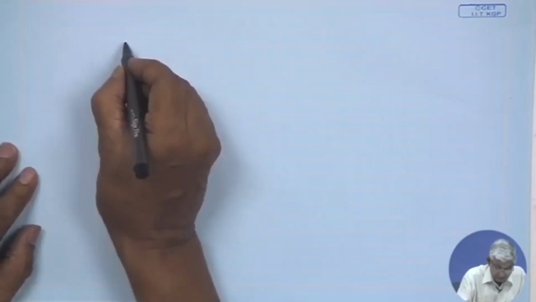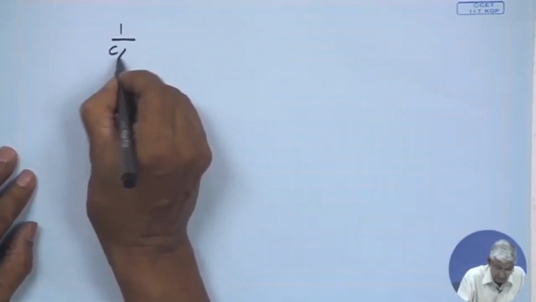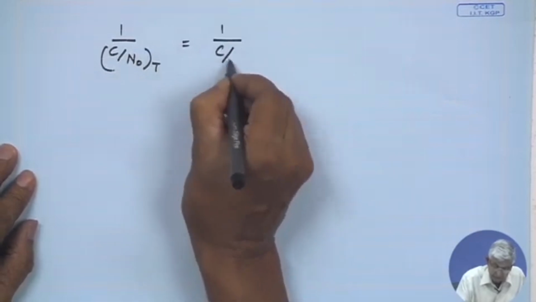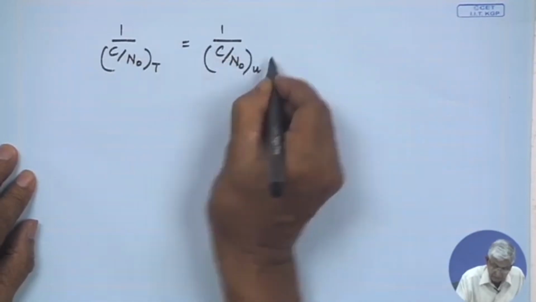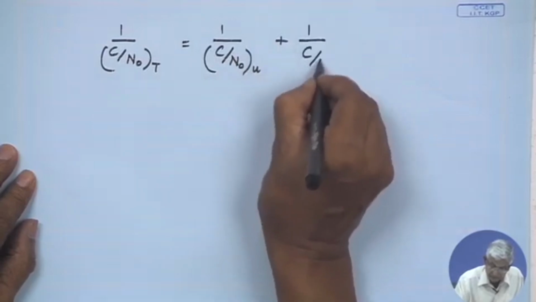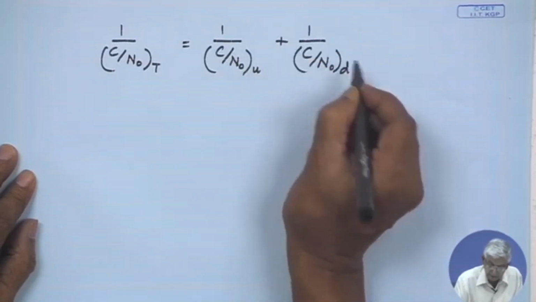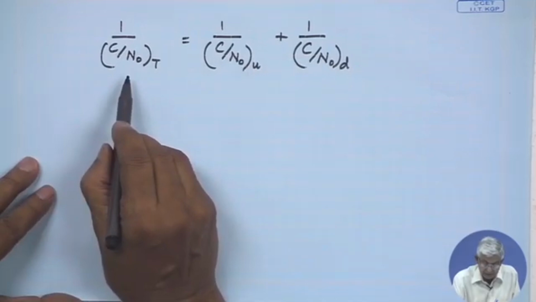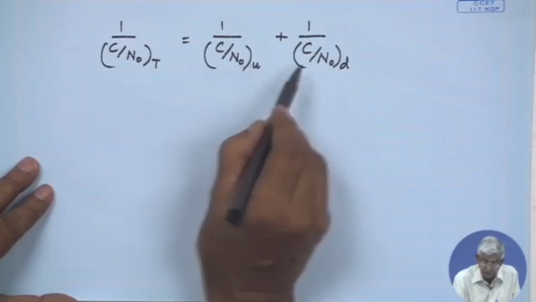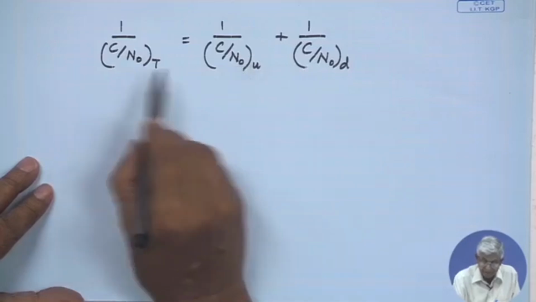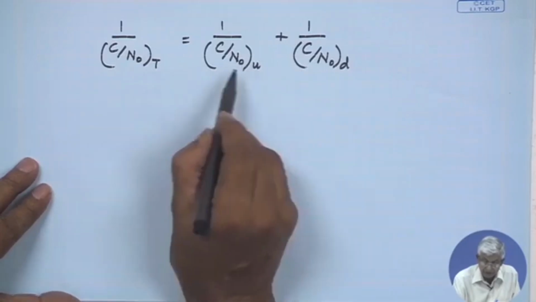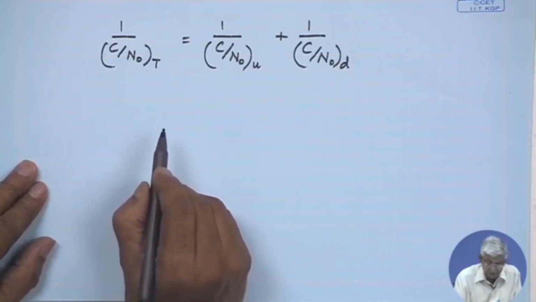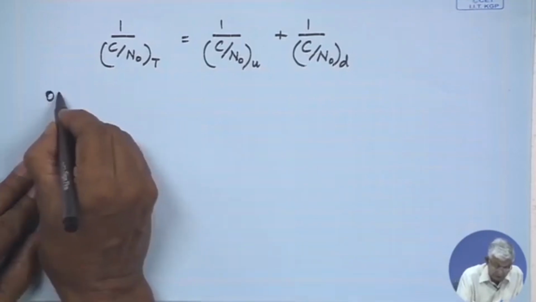So, let us write it again to see our observations. 1 by C by N0 total is equal to 1 by C by N0 up plus 1 by C by N0 down. Remember, when we do these types of calculations, this is in ratio, not in dB. You should do this calculation in ratios. Now, there are certain observations coming out of this. Let us see what the observations are.